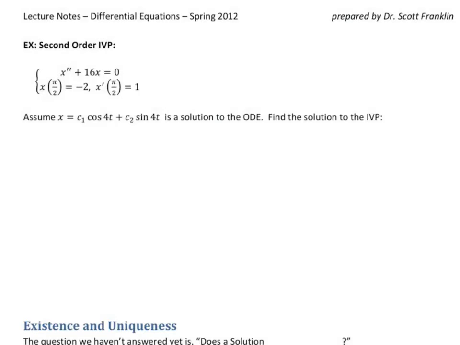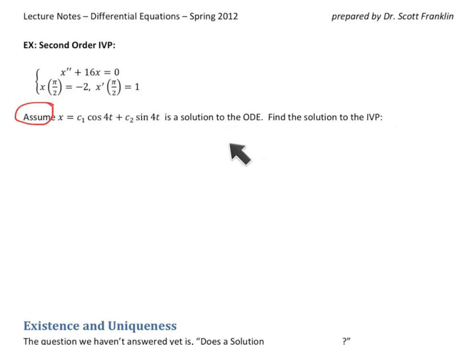All right, now let's look at the second order initial value problem. In our previous examples, we were doing first order initial value problems. So now we're going to look at a second order. As before, we're going to assume we know the answer. x is equal to c1 cosine 4t plus c2 sine of 4t. We're going to say, let's know that that's a solution. Let's find the solution to the initial value problem.